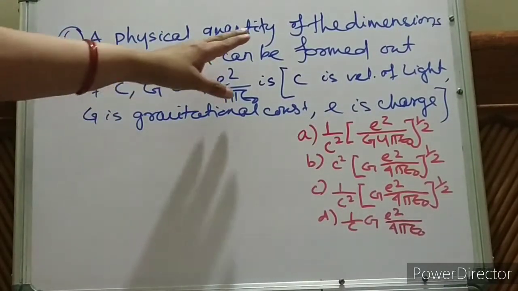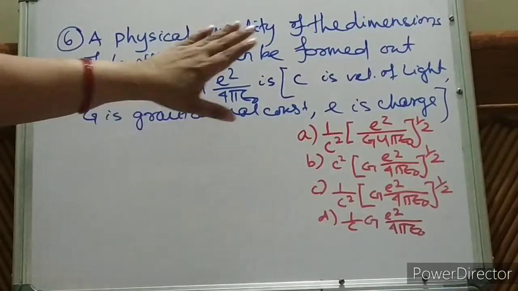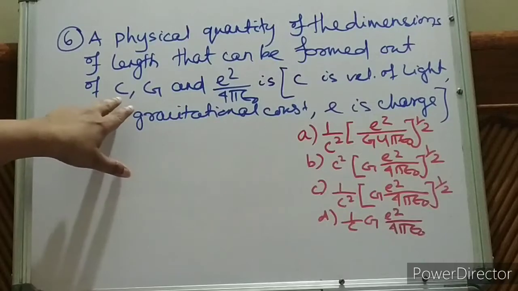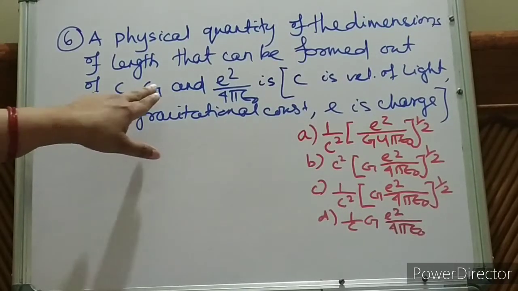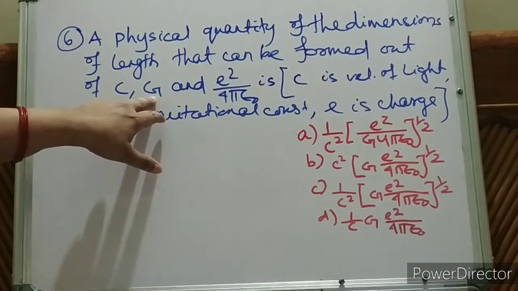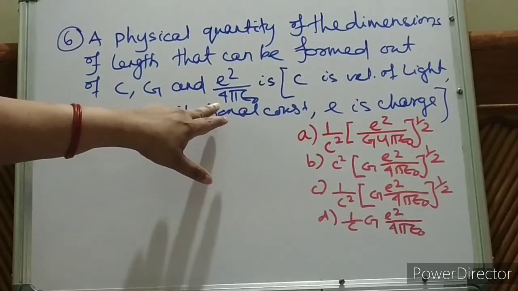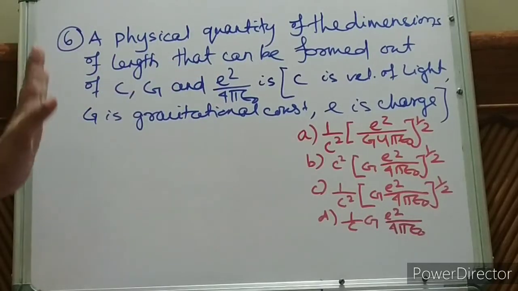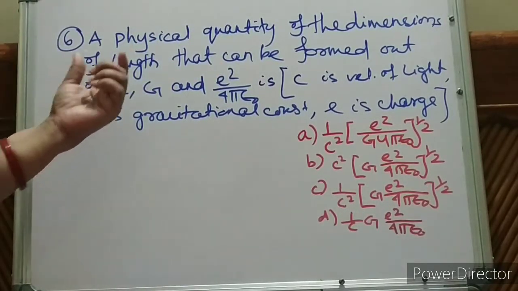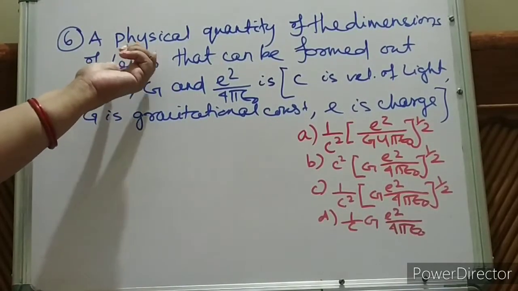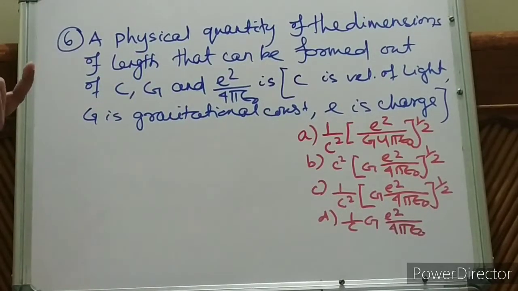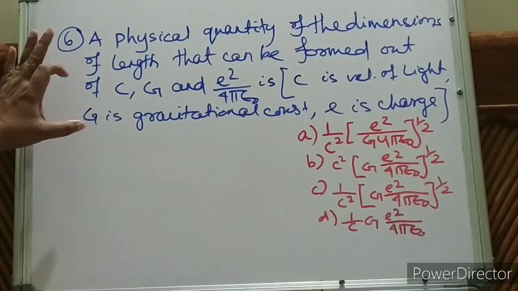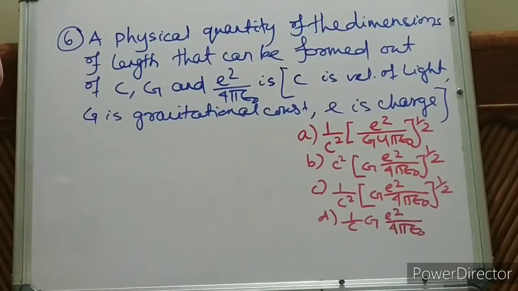A physical quantity of the dimension of length that can be formed out of what length is dependent upon, it is given. C, that is your velocity of light. G, that is your gravitational constant. And e square by 4 pi epsilon naught. Just we have seen this term. What is e? e is the charge. Then you have to find out this dimension of length. Options are given. Since question is very big, you just take a screenshot, and now I will explain.